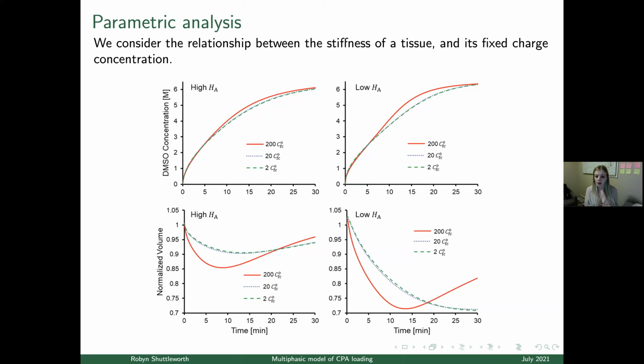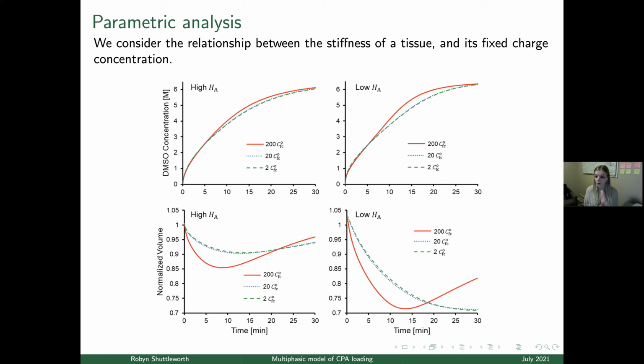On the left, we have 2 graphs with a high stiffness, so this would be something like articular cartilage, and on the right, we have a tissue with a much lower stiffness. On the top, we have a comparison of CPA concentration over time throughout the tissue, and on the bottom, we have a volume change prediction. When we look at the DMSO concentration, they're quite similar, not too many differences between the stiffness, either high or low, and also when we change the fixed charge concentration, there's not a lot of change in the CPA concentration either.